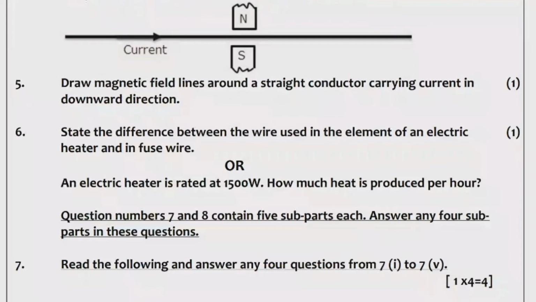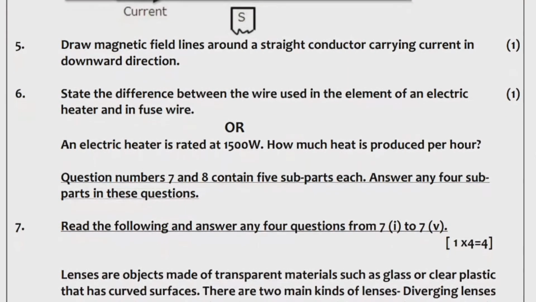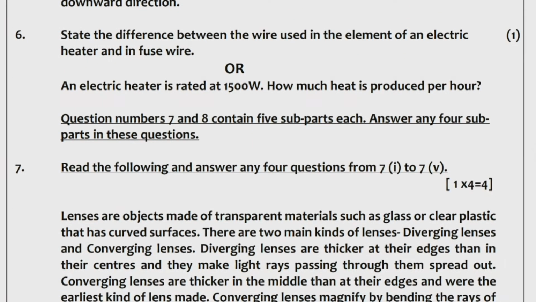7. Read the following and answer any 4 questions from 7.1 to 7.5. Lenses are objects made of transparent materials such as glass or clear plastic that have curved surfaces. There are 2 main kinds of lenses: diverging lenses and converging lenses. Diverging lenses are thicker at their edges than in their centers, and they make light rays passing through them spread out. Converging lenses are thicker in the middle than at their edges and were the earliest kind of lens made.